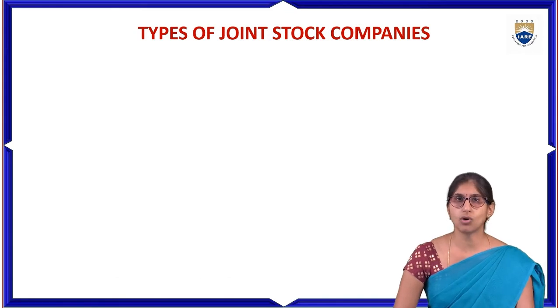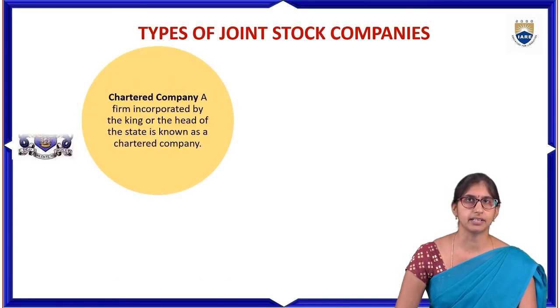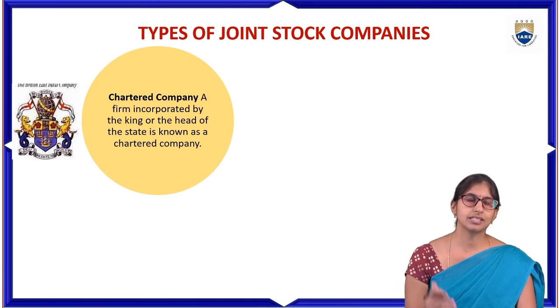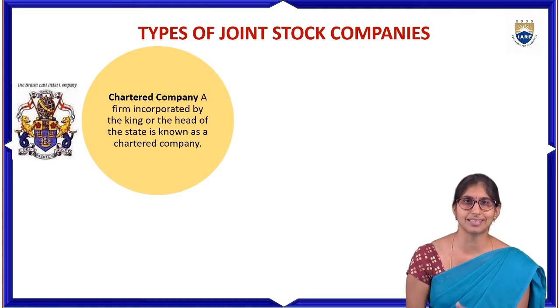And now let's see what the types of joint stock companies are. So the very first one is the chartered company. This chartered company can be incorporated only when a head of the state or a king of the kingdom creates a company. For example, we can say East India Company, right? East India Company is a chartered company.